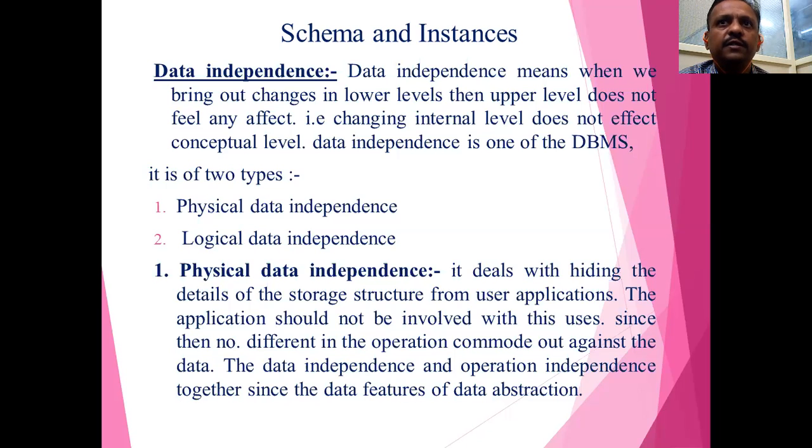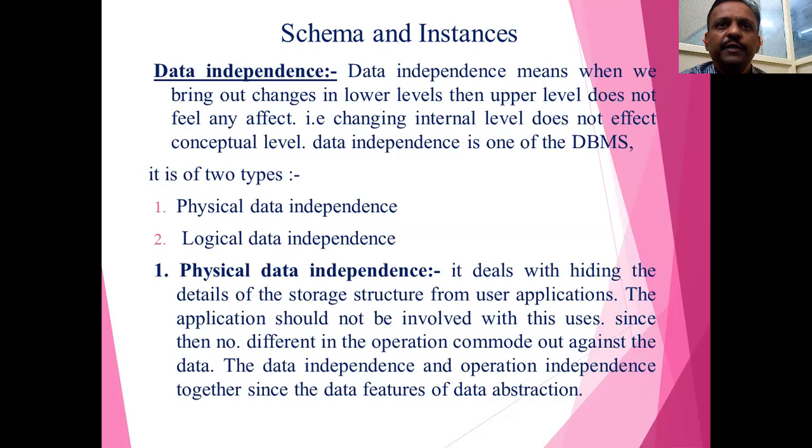Data independence means when we bring changes in lower levels, then the upper level does not feel any effect. That is, changing the internal level does not affect the conceptual level. Data independence is one of the features of the DBMS. It also has two types, physical data independence and logical data independence. As we have discussed, if you are going to change anything in one level, it should not affect the other level. That is called data independence.